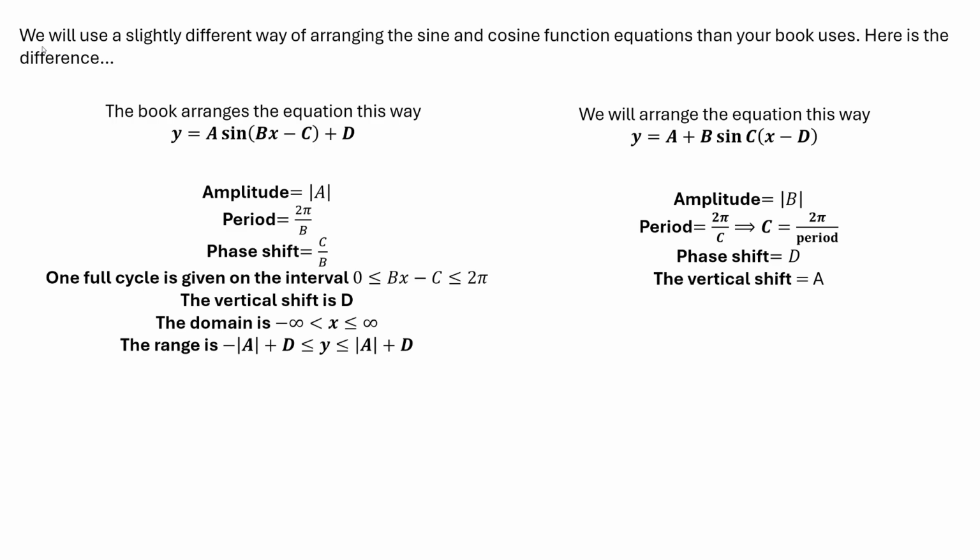Okay, I want to try to simplify as much as possible how to graph a sinusoid. I want you to understand what you're doing, at least to some extent. And I think the best way to do that is to deviate slightly from the way your book arranges the equation of the function. So here's the way the book arranges things on the left and names all the things.